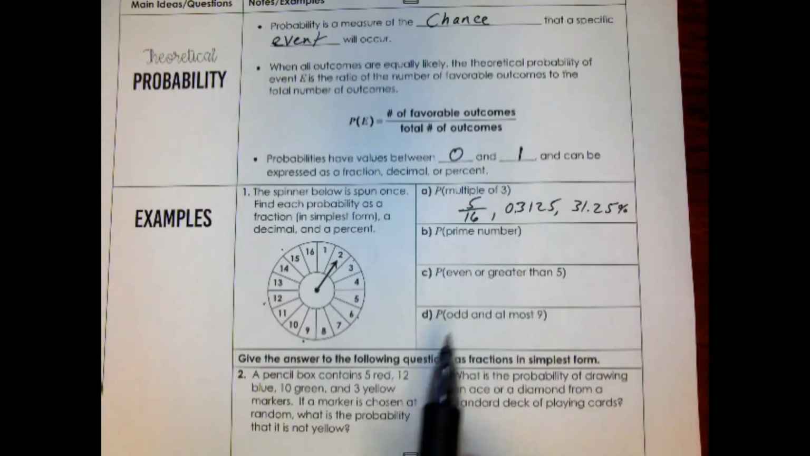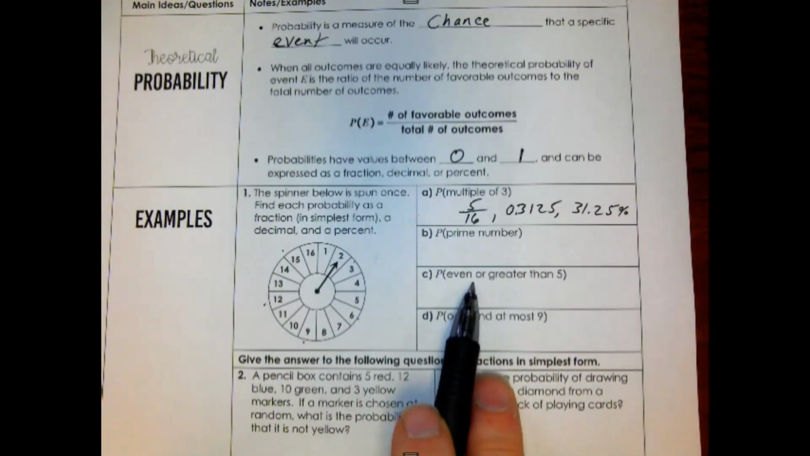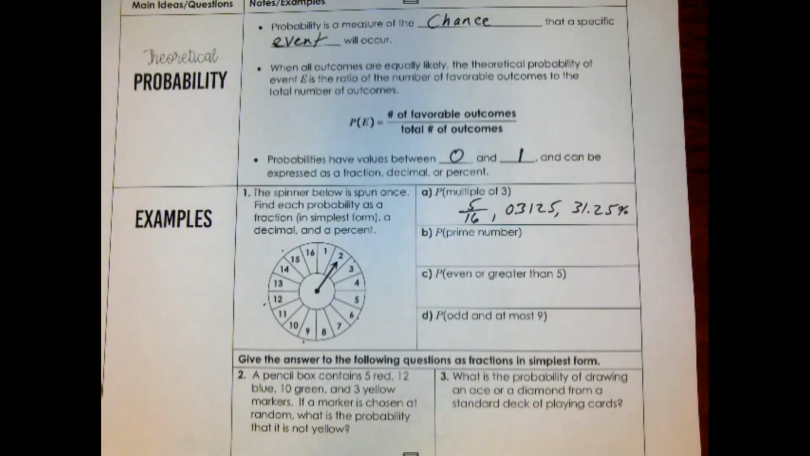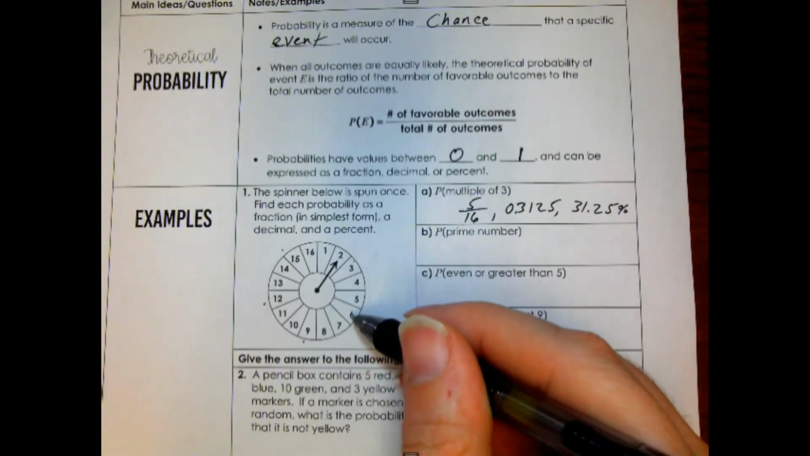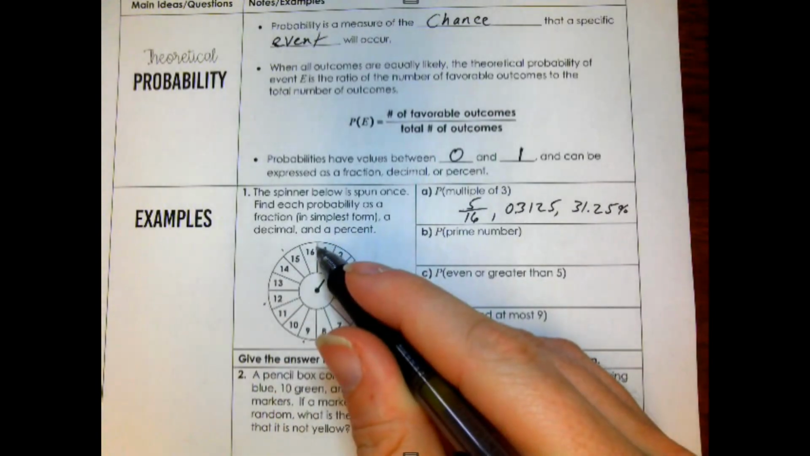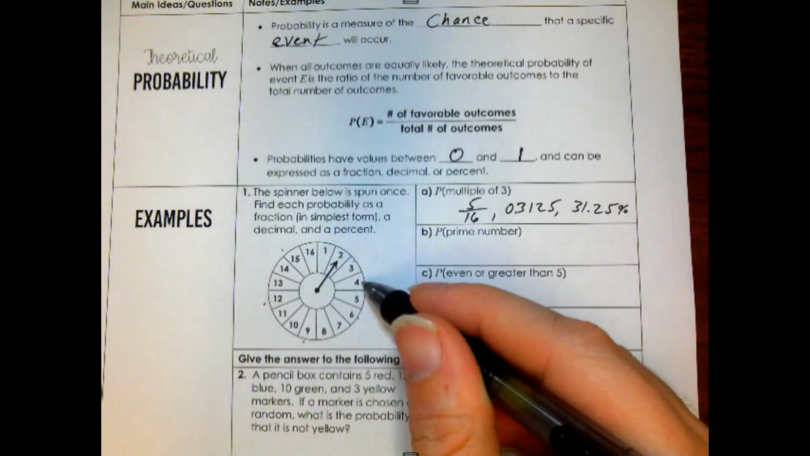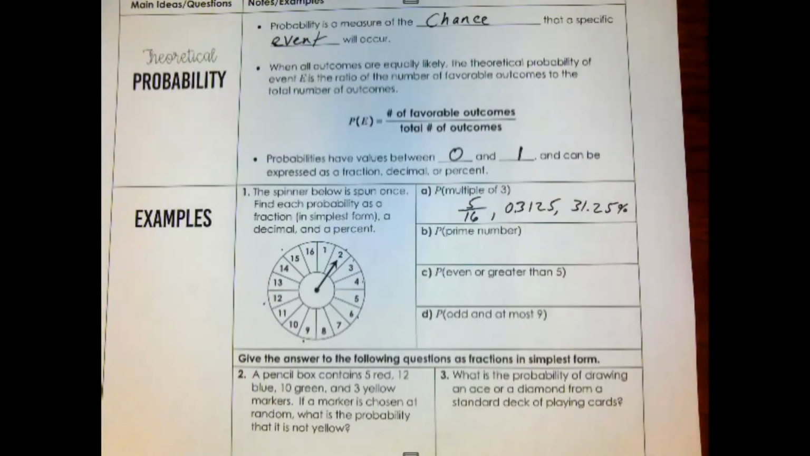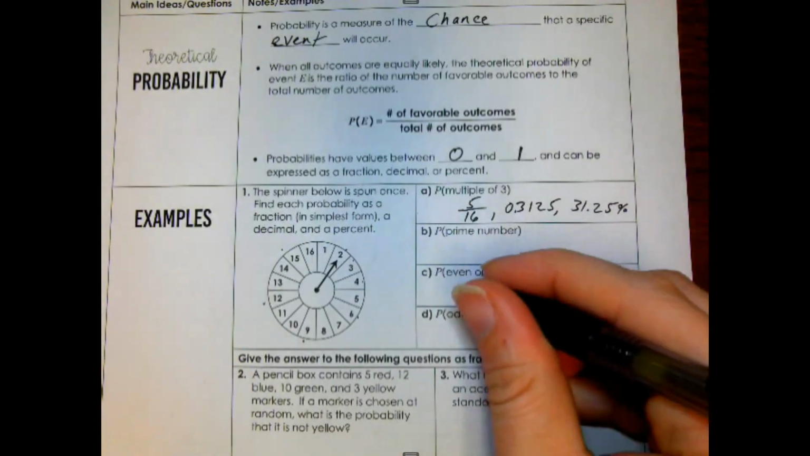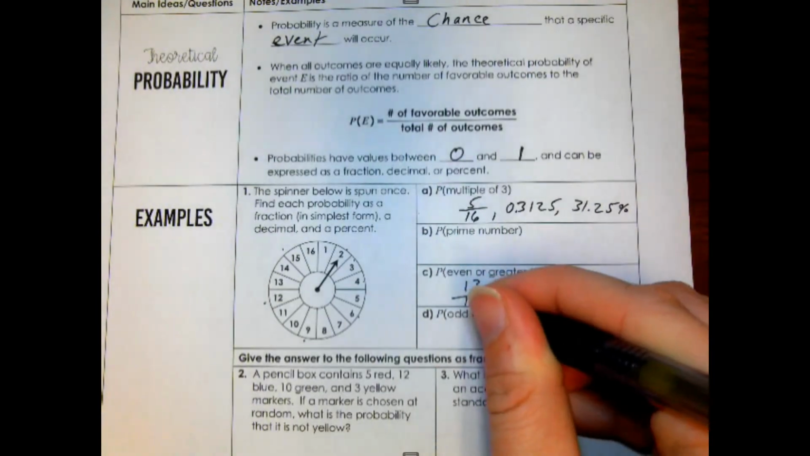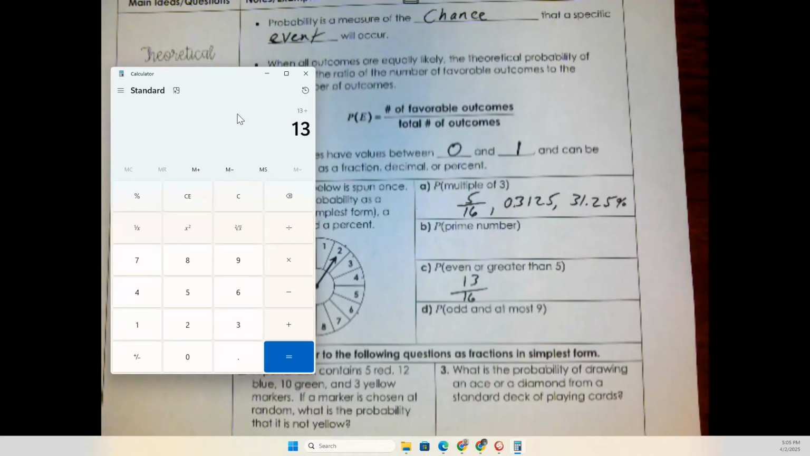Okay? What is the chance of spinning an even number or a number greater than 5? So either of those 2 outcomes. Well, there are 11 of these numbers that are greater than 5, plus 2 more even numbers. So that's a total of 13 possibilities. So 13 out of the 16. 13 divided by 16 is 0.8125.